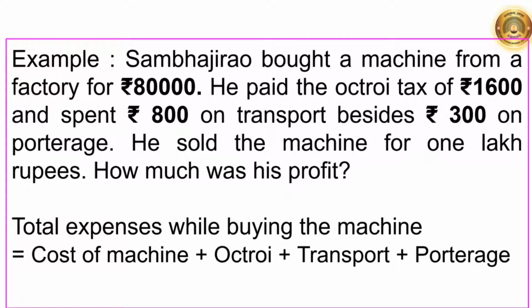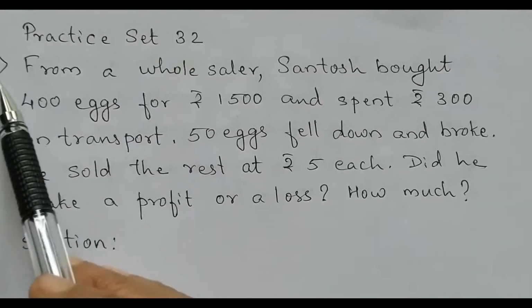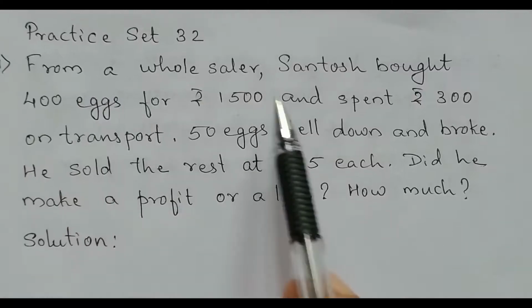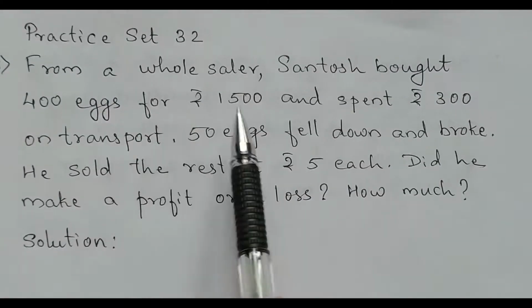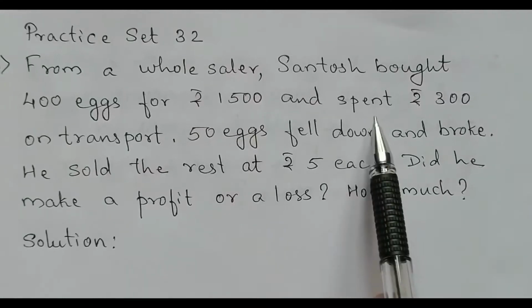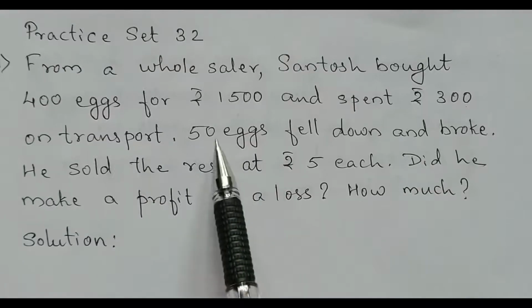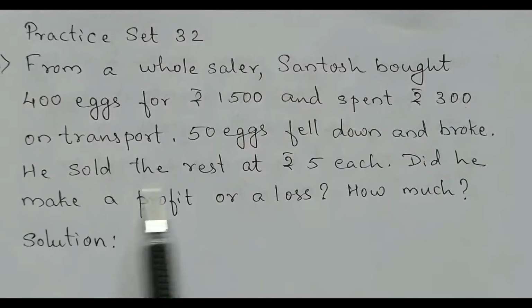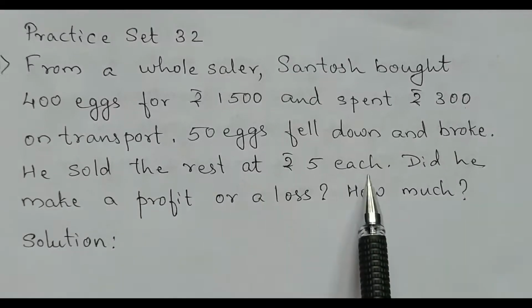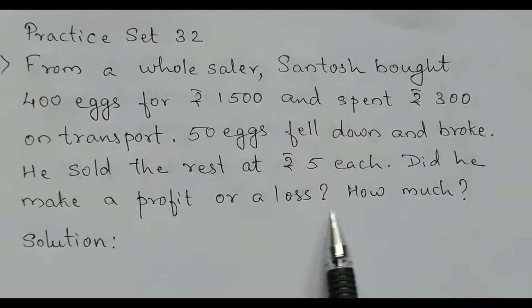So let's see a few sums from practice set 32. Let's see the first question of practice set 32. The question is, from a wholesaler, Santosh bought 400 eggs for rupees 1500 and spent rupees 300 on transport. 50 eggs fell down and broke. He sold the rest at rupees 5 each. Did he make a profit or a loss? How much?